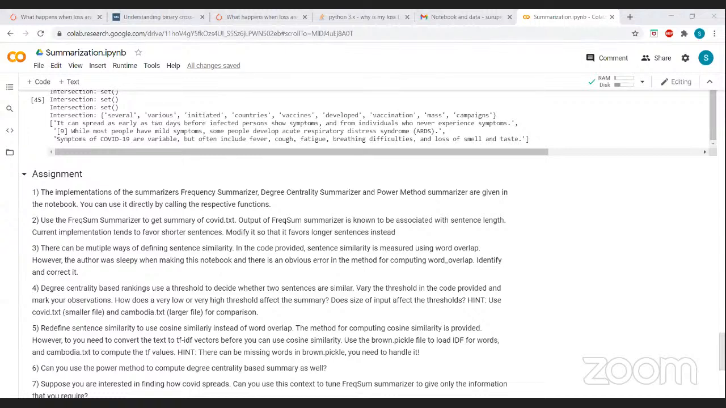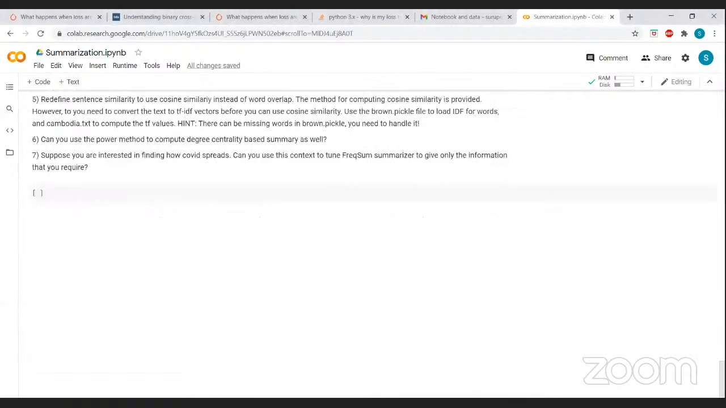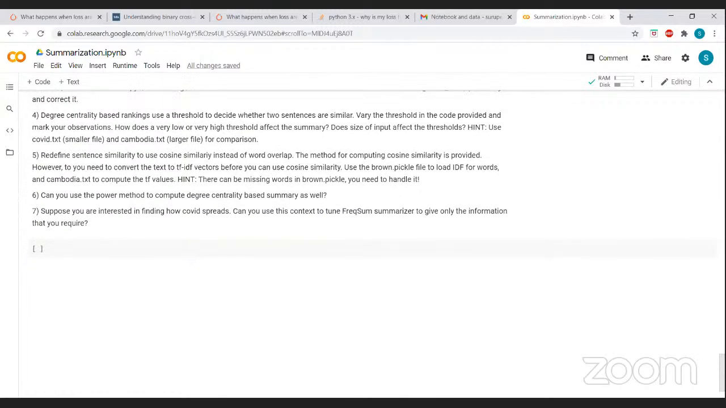Did anyone attempt the fourth question? I'm trying, sir. I'll just let you know once I complete. All right, okay. The delta values are reducing. Did you increase the iterations or decrease them? No, sir. I just ran it. I didn't try changing it. I'll try it, sir. Okay.